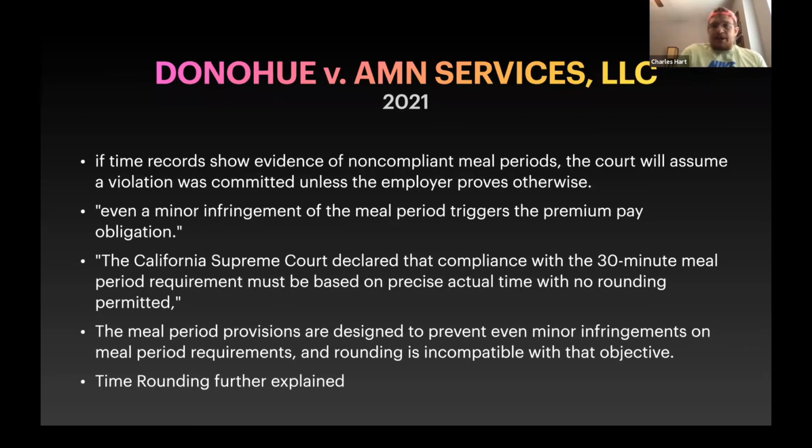Okay, the next one we're going to go over, this one's more recent. So this is 2021. So this year, Donahue versus AMN Services. In this ruling, AMN Services was a nurses group. They had nurses, and they were using some software that would track their time, and their time was rounded, which time rounding in California is allowed, and I'll clarify what I mean by that in a moment.